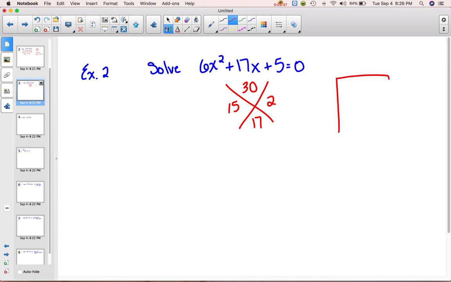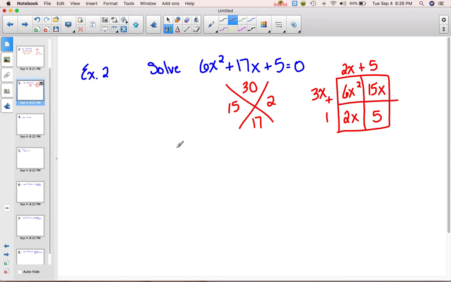So this is the one where we are going to look for some factors out of this. So we've got 6x squared goes here, the 5 goes here, the 15 I'm going to put here. It wouldn't matter which one. One of them's 15x, one of them's 2x. Then I'm going to do GCF factoring. I can pull a 3x out of here, which means this is a 2x, which means this is a plus 5, this is a plus 1. So we get 3x plus 1 times 2x plus 5 equals 0.